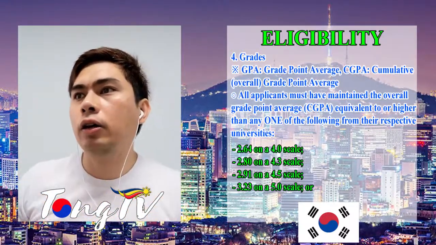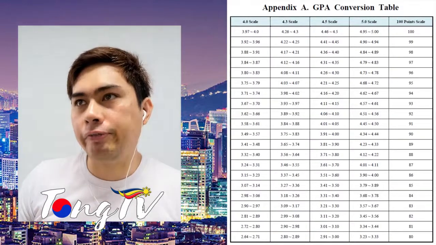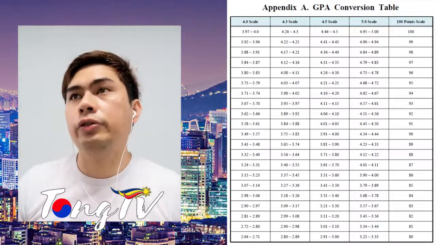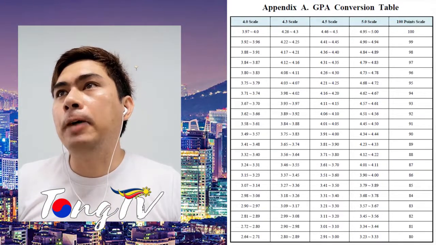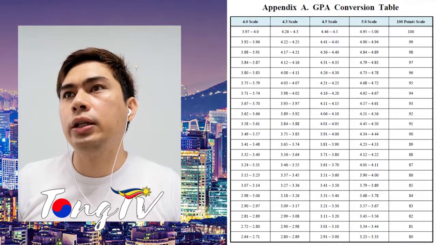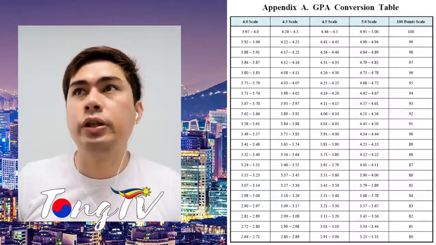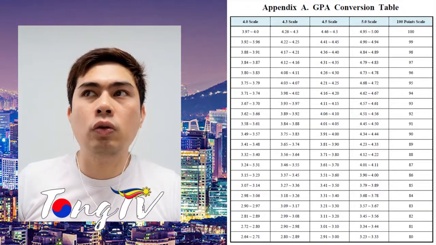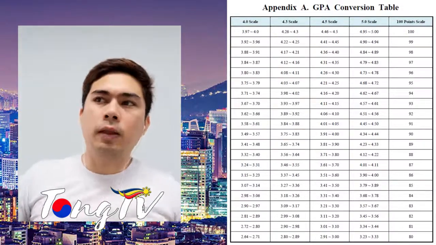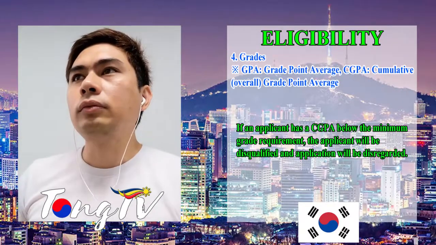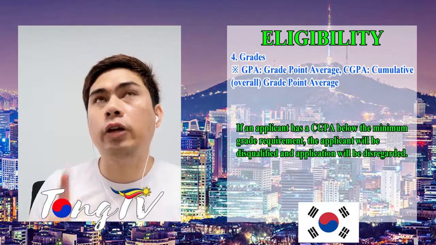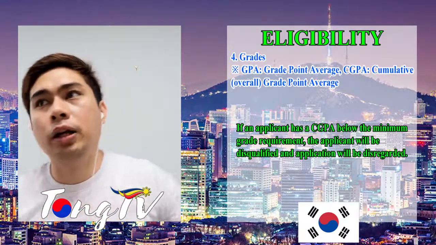So in short, if I show you the conversion table, whichever scaling your previous university has, your lowest grade should be 80. 2.64, 2.80, 2.91, 3.23. Yes, 80%. We're talking about CGPA. That means that is your lowest average. So I think it's attainable. You should be a good student. If an applicant has a CGPA below the minimum grade, or below 80, the applicant will be disqualified and disregarded.